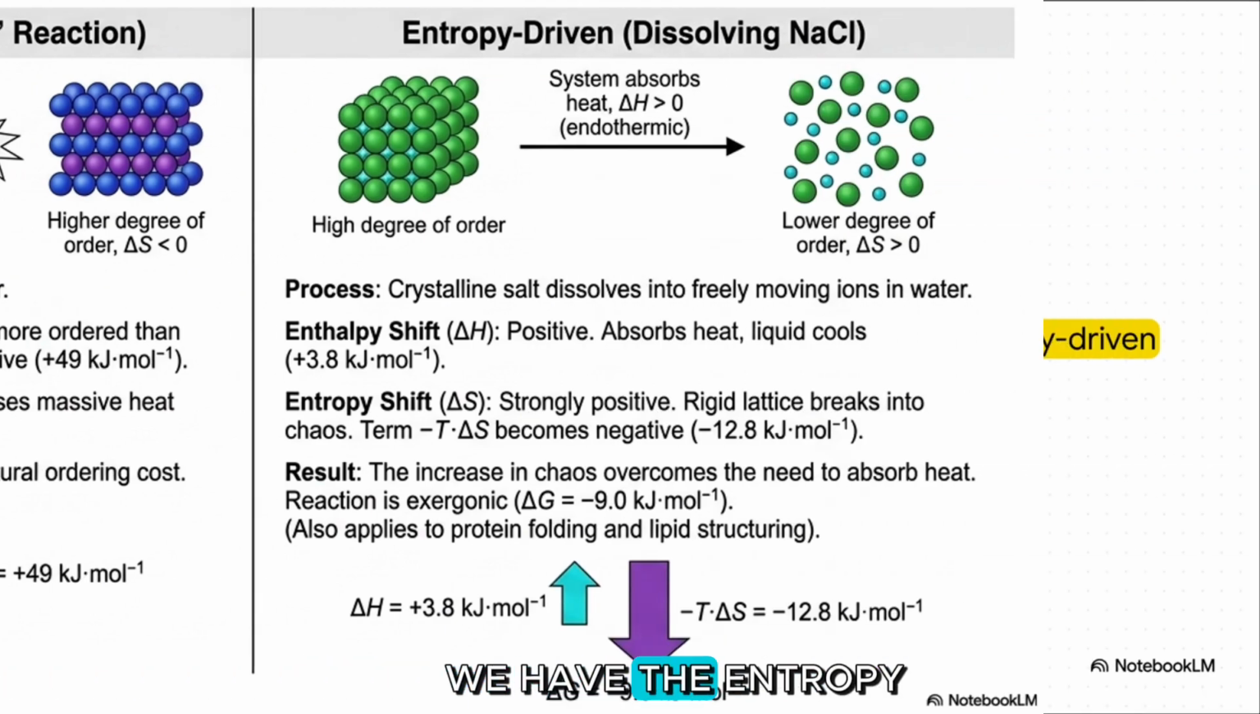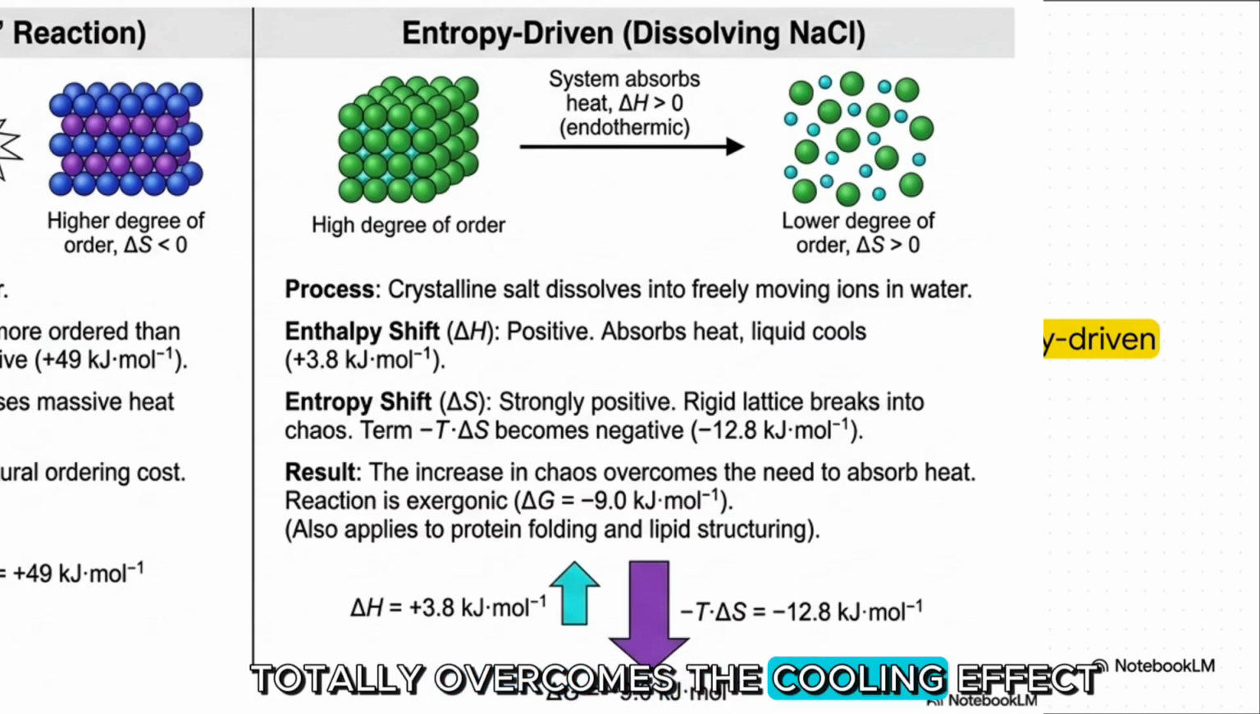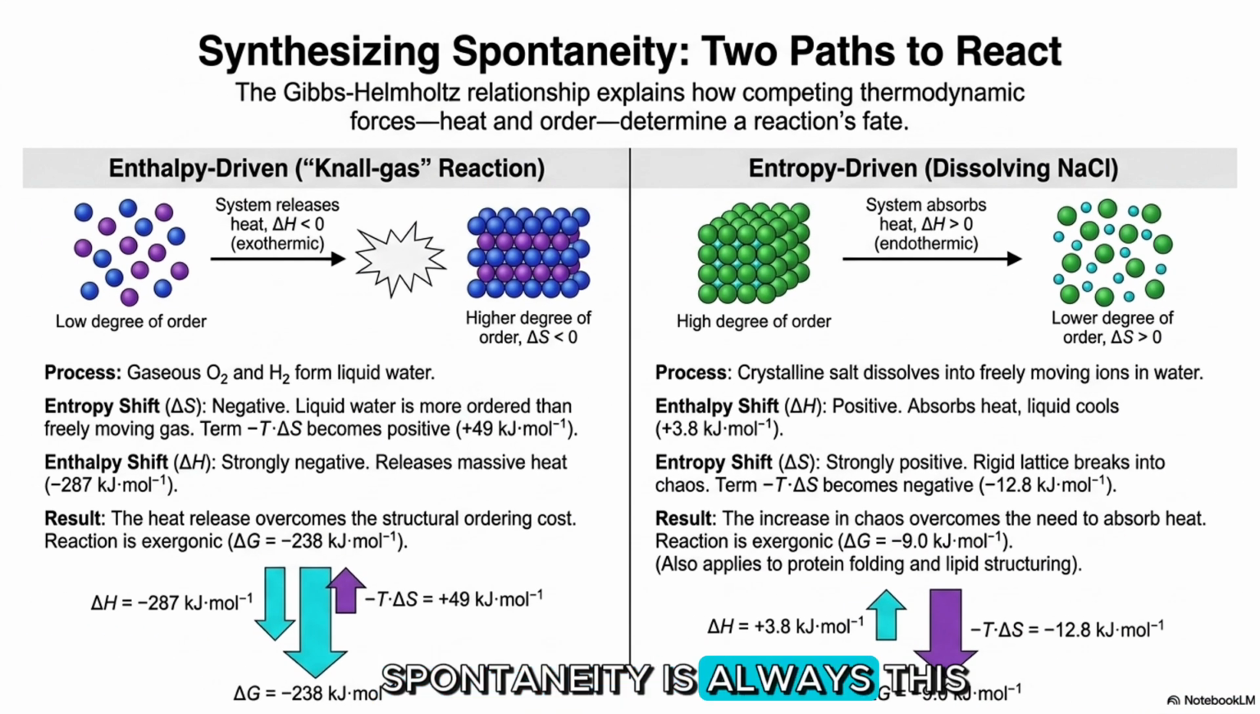On the other hand, we have the entropy-driven process of dissolving table salt. This actually absorbs heat, making the water slightly colder, which is an unfavorable endothermic shift. But that rigid salt lattice breaks into total chaos. This sudden explosion of molecular disorder totally overcomes the cooling effect, making the dissolving process spontaneous. Spontaneity is always this delicate tug-of-war between energy release and the relentless march toward chaos.